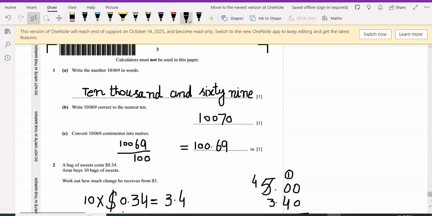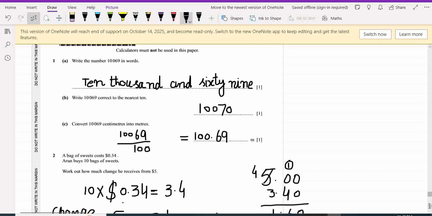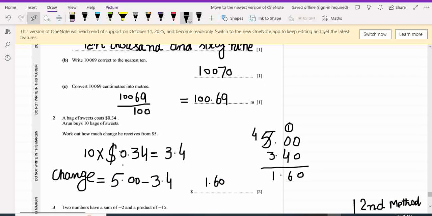Next, question number 2: a bag of sweets costs $0.34. One bag costs $0.34. Arun buys 10 bags. So what will be the cost of 10 bags? 10 bags cost will be 10 into 0.34. That will give you 3.4, because when you multiply with 10, the decimal point is moved one digit towards the right side. So it becomes $3.4.